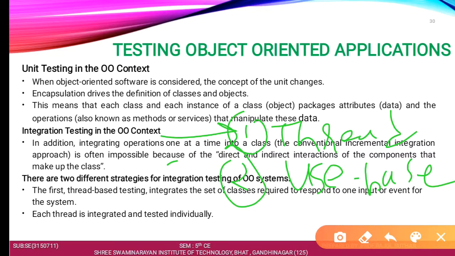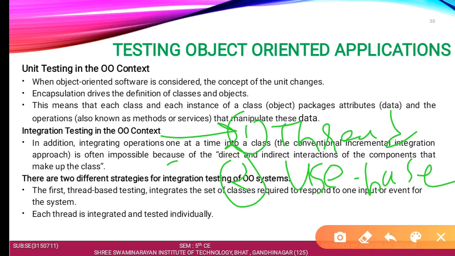So what do we mean by thread-based? Thread-based testing integrates all the classes that respond to one input or event for the system. Each thread is tested individually. A thread is nothing but a lightweight process, so an individual lightweight process is used.